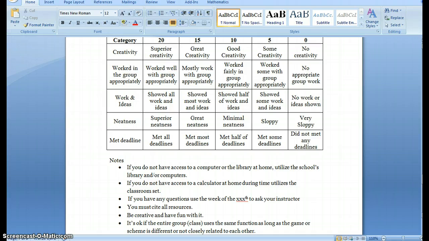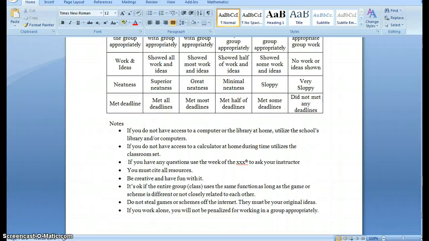Meet deadlines. In today's society, a lot of people and a lot of students are horrible with meeting deadlines and horrible at showing up on time. So, you meet all deadlines, meet most deadlines, meet half the deadlines, meet some of the deadlines, or do not meet any deadlines at all. This is a big category, and a lot of my kids have missed this.